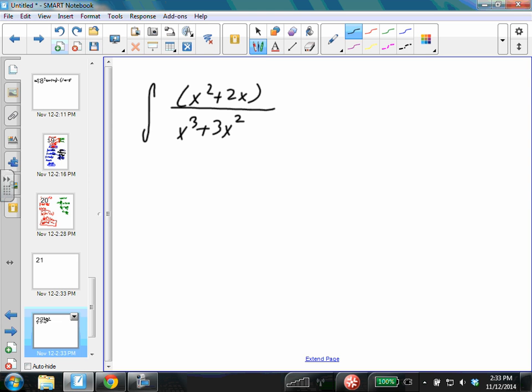All right, here's another example. We got x squared plus 2x over x cubed plus 3x squared plus 12, all to the 6th power.